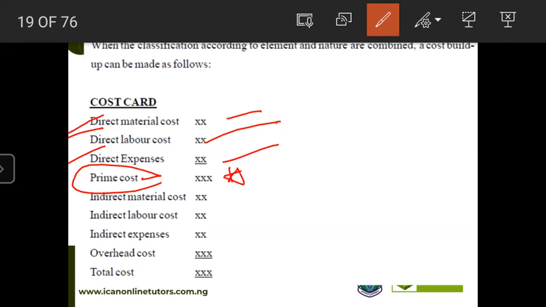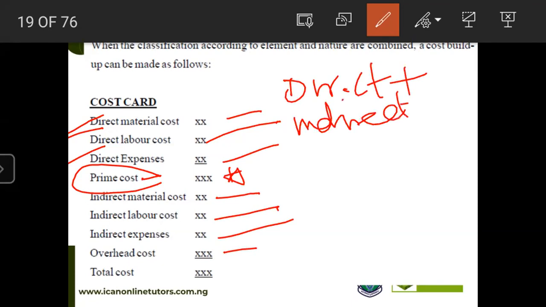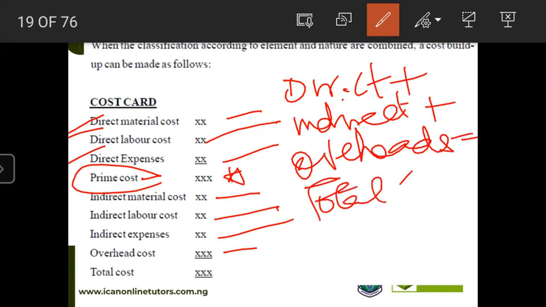After our prime cost, we now go to indirect costs. Indirect costs are what we call overhead costs. And indirect cost is indirect material, indirect labor, and overhead expenses, which we call overhead cost. The addition of direct plus indirect plus overheads is equal to total cost. So if I ask you what a total cost is, you should be able to tell me that total cost includes direct material, direct labor, direct expenses, indirect material, indirect labor, indirect expenses, and overhead expenses.